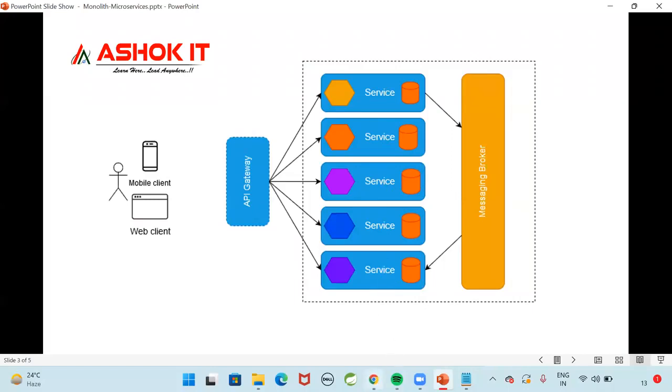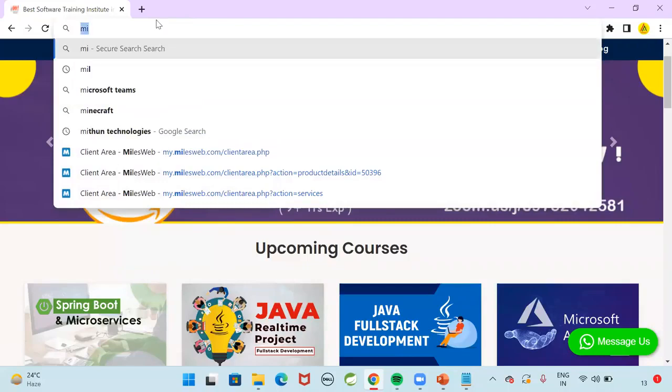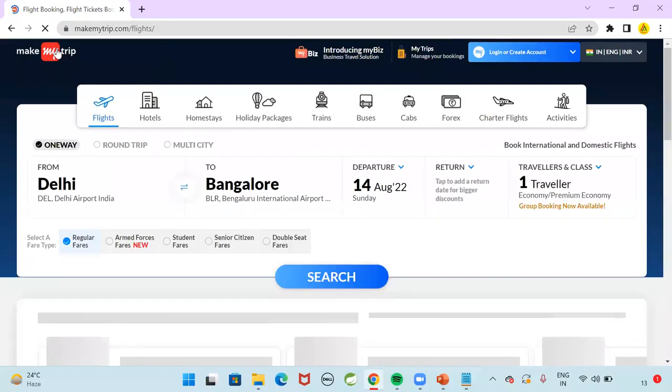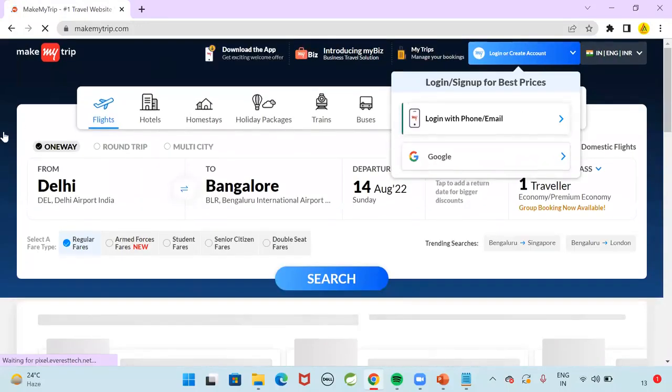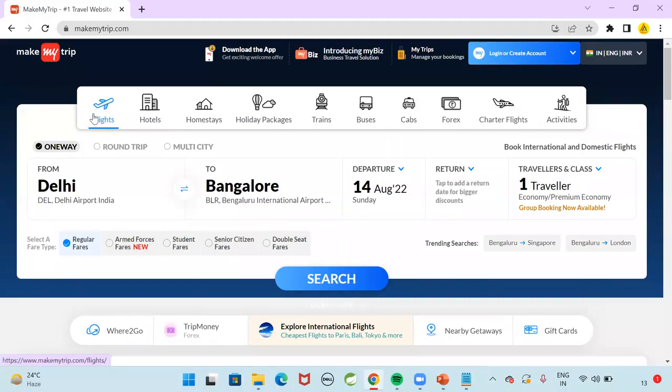Or else, for example, let us take one project called the MakeMyTrip application. In the MakeMyTrip application, there are so many functionalities available. Flights functionality is available, hotels, trains, buses, and cabs.